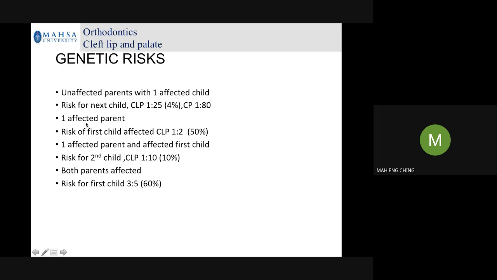If one of the parents, either mother or father, is a cleft patient, then the risk for the next child, or the first child born, might be 50%. Half chance that the kid might have a cleft. Then if both parents are affected, it rises to 60% that the child is going to have a cleft.